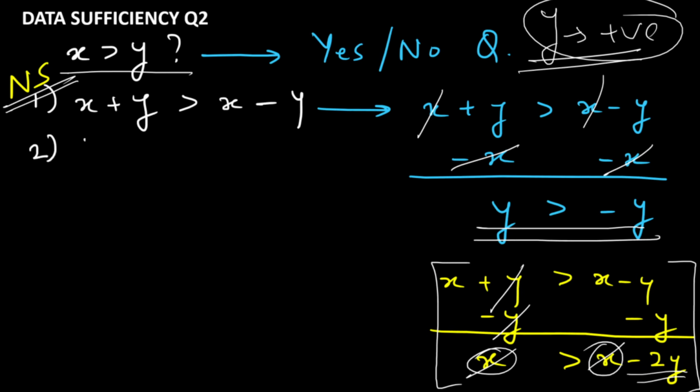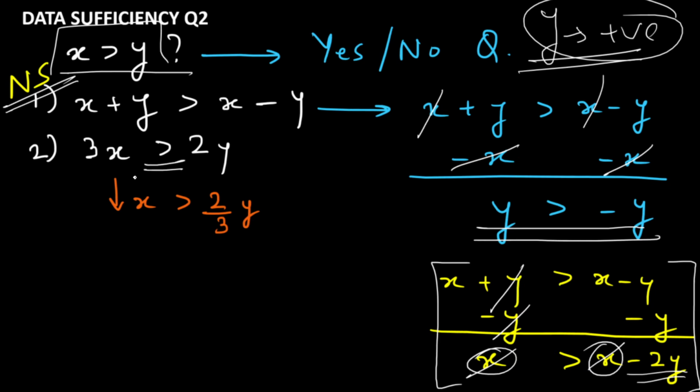What about statement 2? It says that 3x is greater than 2y. Alright, now can I say x is greater than y using this information? I cannot, right? I can just know that x is greater than 2 by 3 of y, right? Now, if I divide both the sides with 3, I get x over here and I get 2 by 3 y over here. And because 3 is a positive value, I can do that maintaining the inequality as it is, right? So I get x is greater than 2 by 3 y. I don't get any further information. Now, this is not enough to find out whether x is greater than y, right?